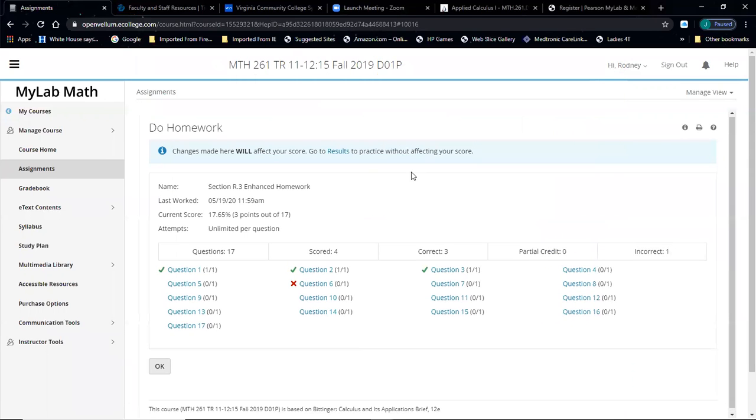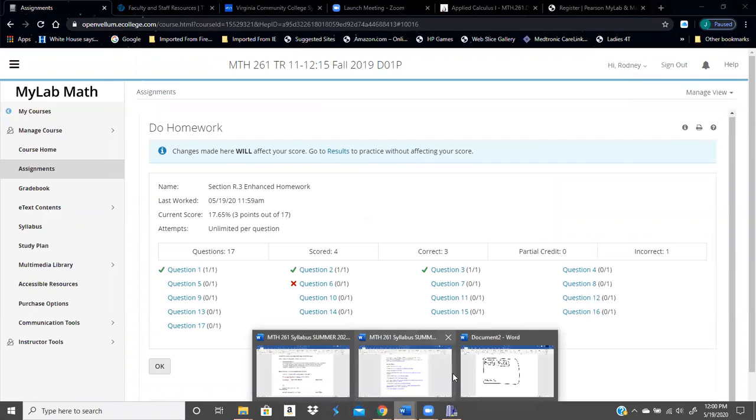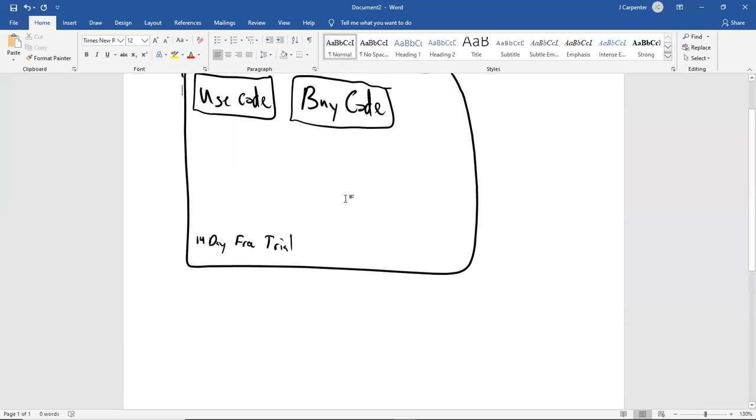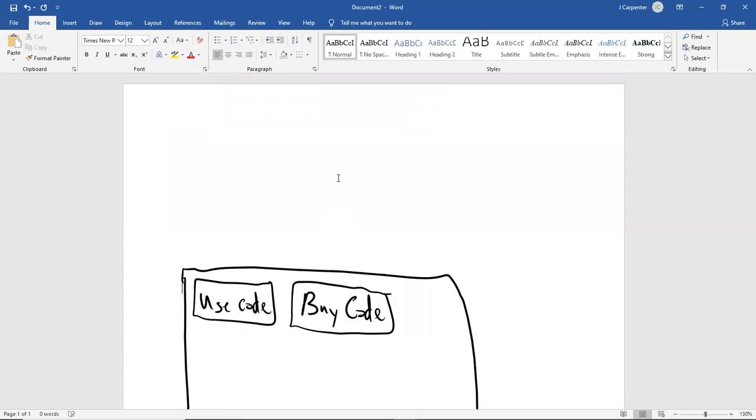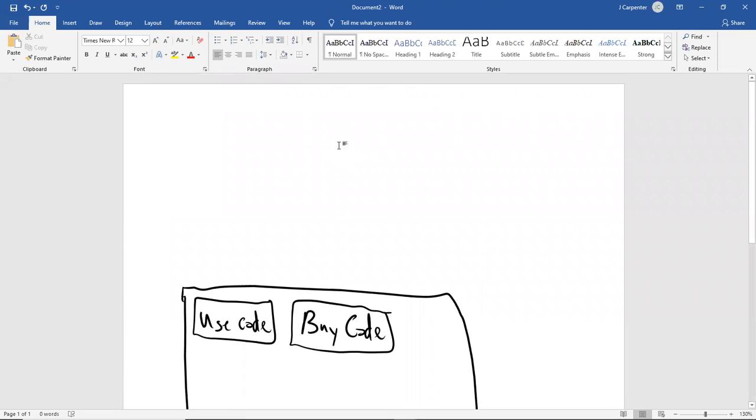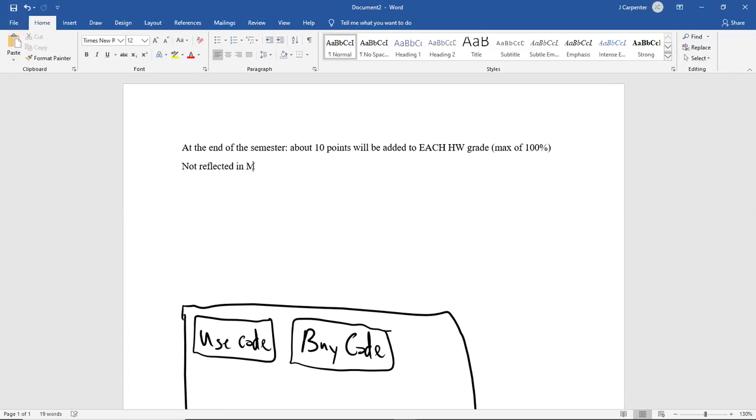So we said that homework's due within a week. The one thing I did not mention: at the end of the semester, about 10 points will be added to each homework grade, but a max of 100%. I'm not going to give anyone over 100 on a homework grade. That is not going to be reflected in Mymathlab. Do not trust the Mymathlab grade or average.